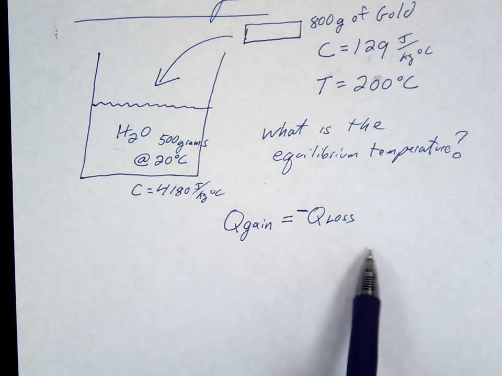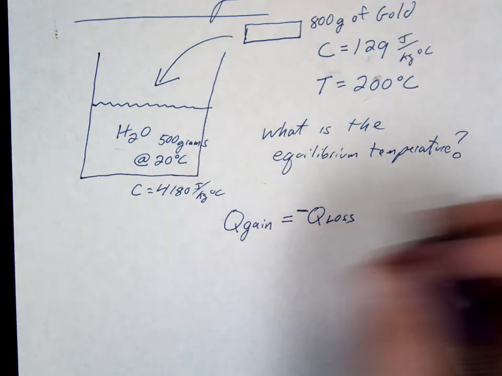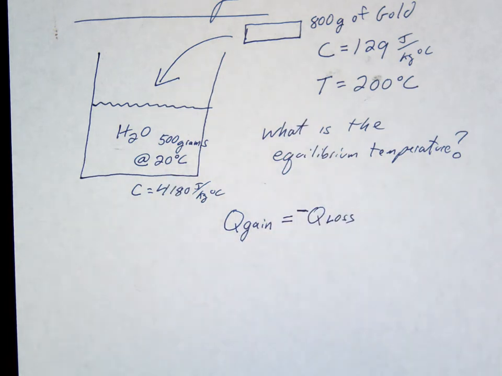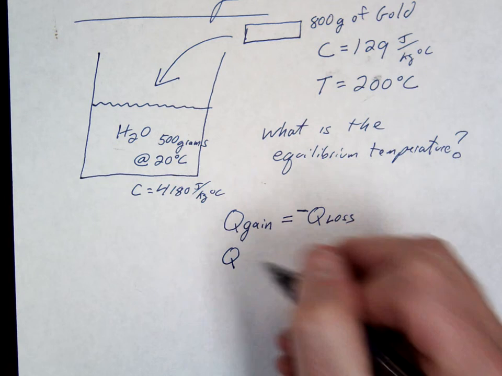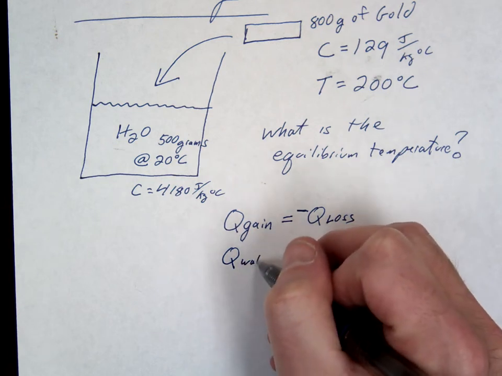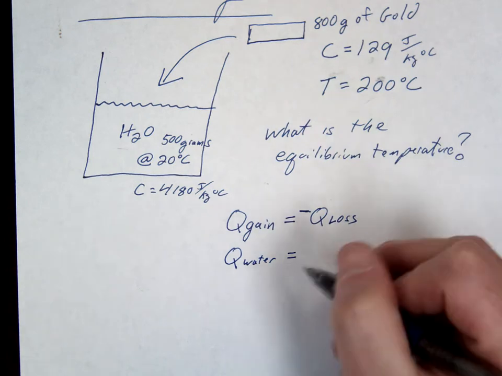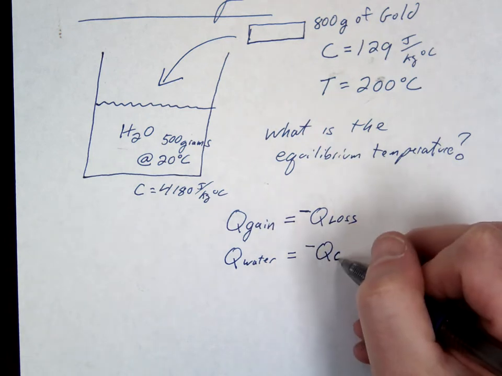because energy is conserved. So 1,000 should equal negative 1,000. They'll be equal, right? So let's go ahead and do it. We're just going to use our equation now. So which of these two things is gaining heat? The water. So on this side we're going to say Q of the water, and then the gold is losing, so we'll say that should equal the negative Q of gold.